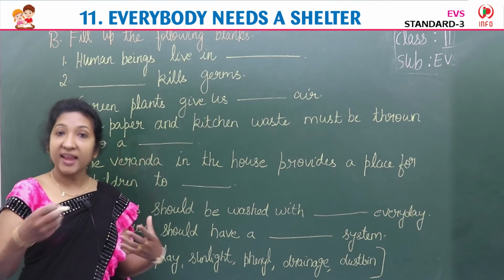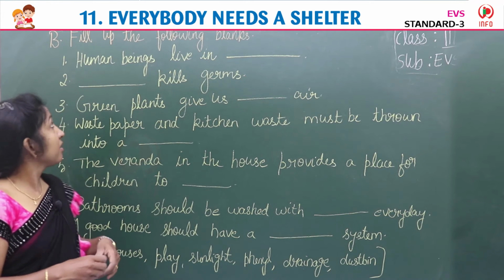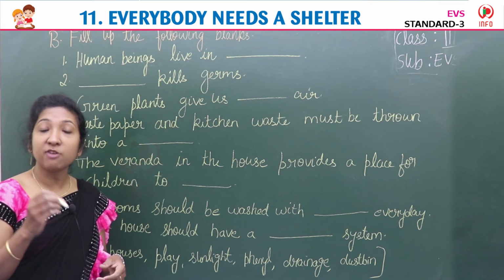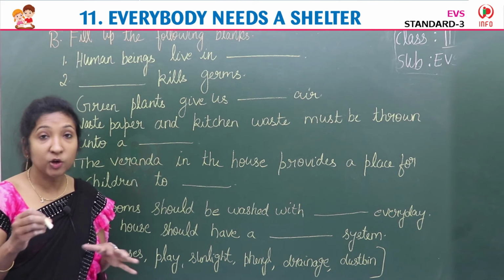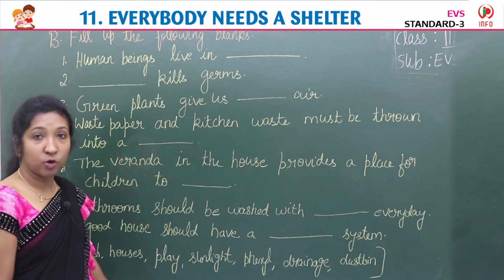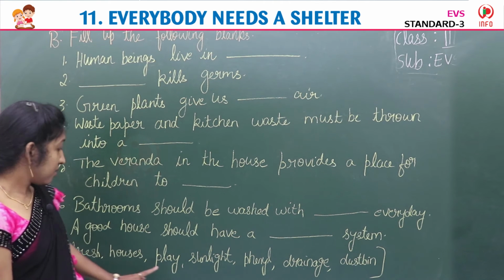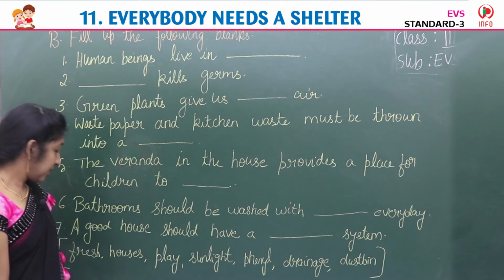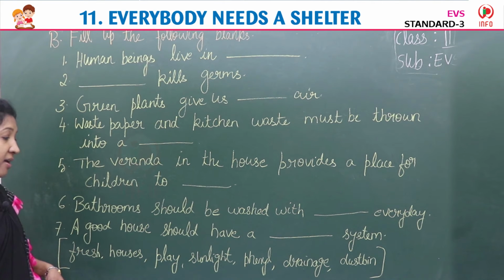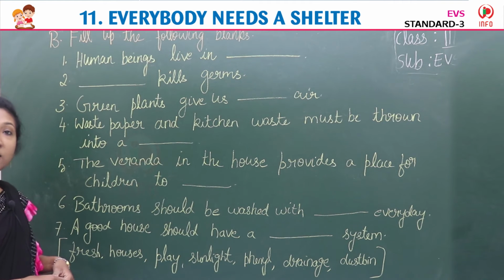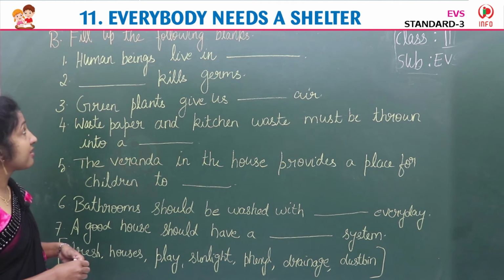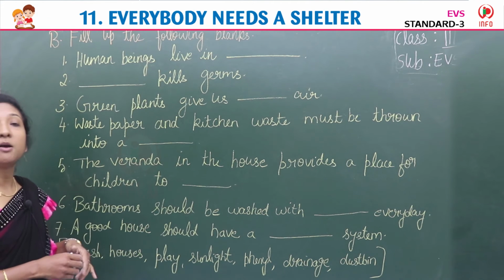So children, our next exercise, exercise B, fill up the following blanks. In your textbook it is written, fill up the following blanks using the clue kit. The clue kit is given after the questions below. You can see words in the clue kit. Here in the clue kit they have given the words fresh, houses, play, sunlight, phenyl, drainage, dustbin. Using these words in the clue kit, you have to fill up the blanks.